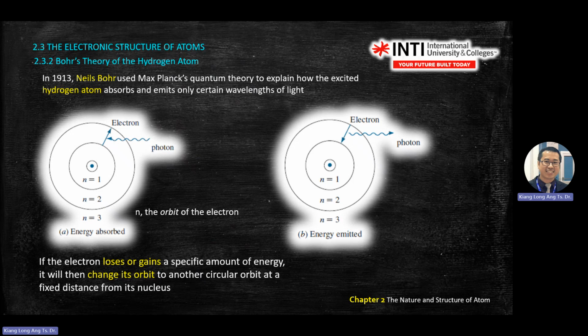So when the electron moves from 2 to 3 or a higher orbit, it needs to absorb energy, because absorbing energy gives it more energy. If it wants to change from number 2 to number 1 or a lower orbit, it needs to let go of energy, meaning you release energy. So these are the two basic principles.